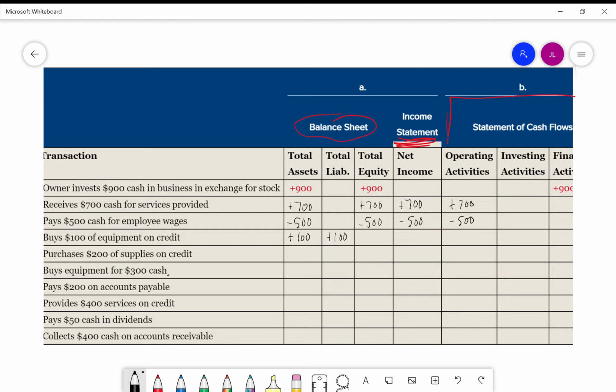So we're buying this on credit. What do we get? Well, we got supplies. We got an asset for $200. And then we also increase liabilities. Again, this is on credit, so $200 there.